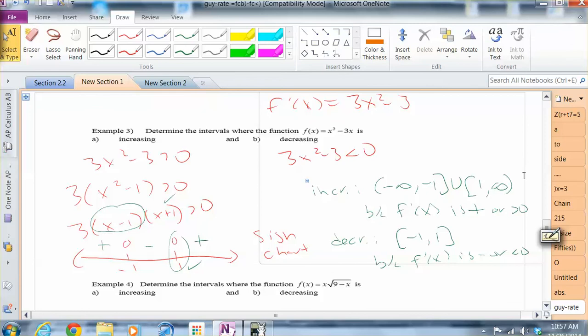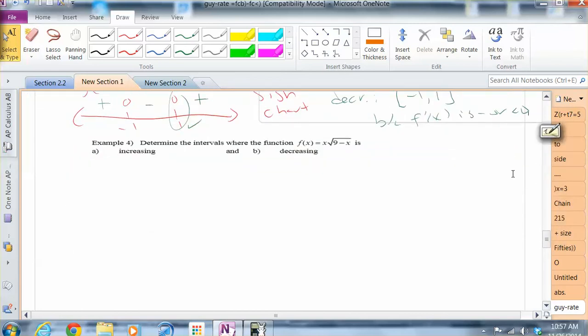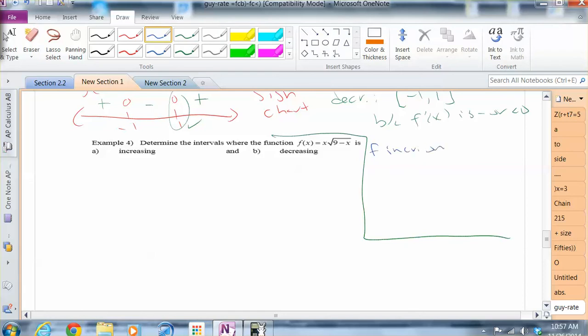Now there's a more formal way of writing it, which I will write, and I do ask you guys to do the same. And then we'll do example 4 and wrap up part 2 of this video. So here's a more formal way of writing it. I'll do it in blue. f increases on -infinity to -1, and 1 to infinity, and that should be a bracket. Sorry about that, not very clear there.